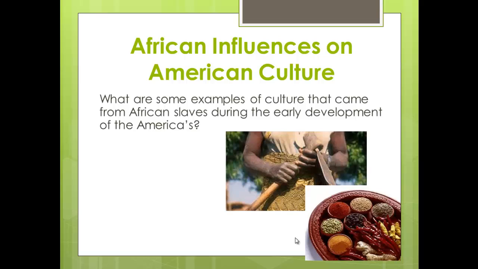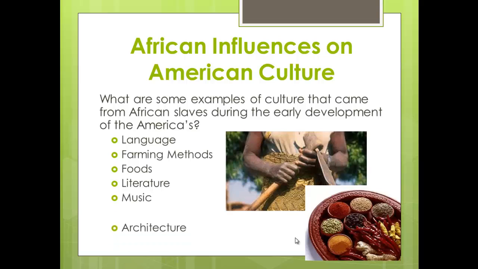So the question asks, what are some examples of culture that came from African slaves during the early development of the Americas? And just a quick list for you that we can be aware of and that we'll talk more about as we go through the course, but things like language, farming methods, food, literature, music, and architecture will just be a brief example of different cultures that will be intertwined to really create this new American culture that's developing at the time.